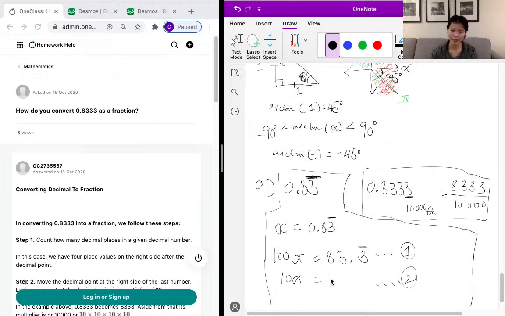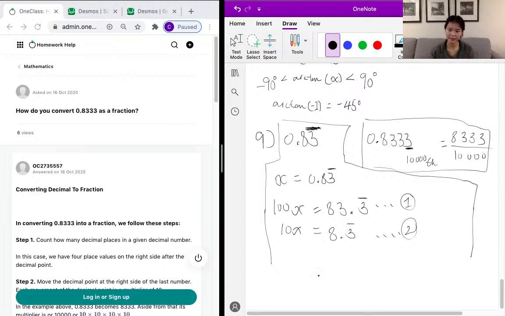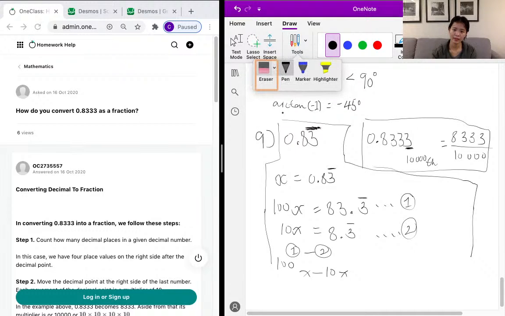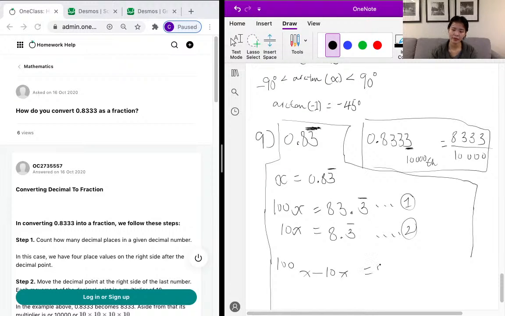So our 10x is equal to 8.3, where the 3 is repeating infinitely. And then let's do our first minus second. So first minus second is equal to 100x minus 10x. Let's just erase this, it's a little confusing. So we have 100x minus 10x equals 83.3 minus 8.3.